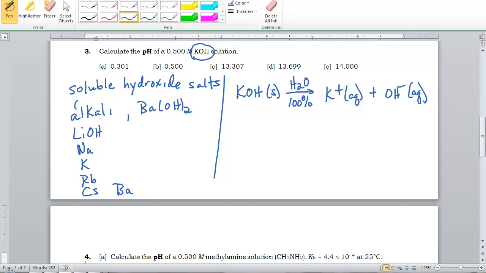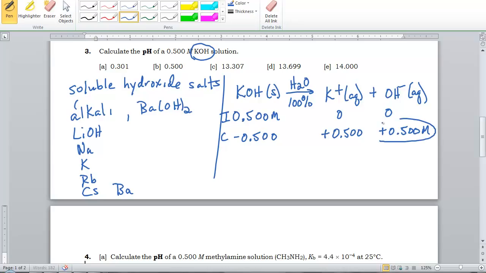So this makes our calculation really easy. If our solution of potassium hydroxide is 0.5 molar, how much of it reacts? Say that's initial. What is the change? Yeah, 100%. All of it reacts. So just like a strong acid, strong bases are really easy to do our calculation for because we can get the hydroxide concentration directly. Now this is hydroxide. We want to get pH, so we need hydronium.